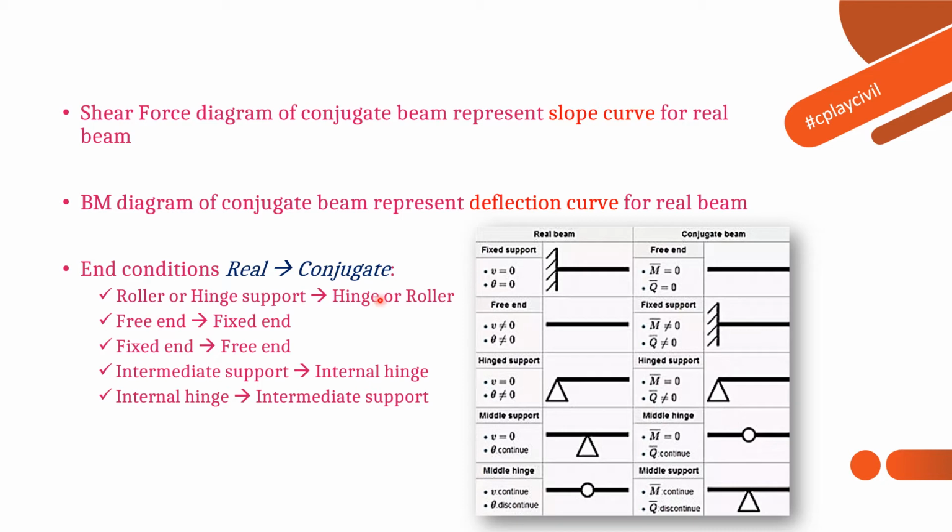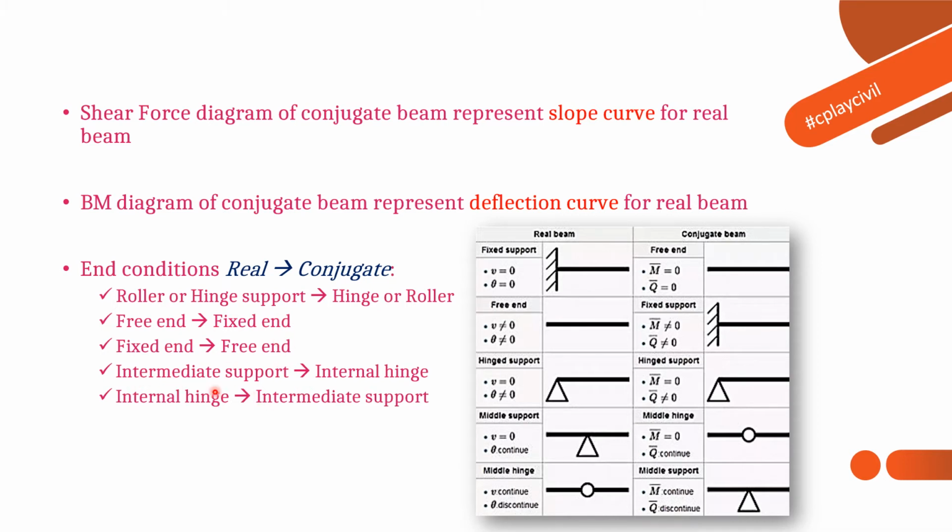And what is a conjugate beam? We have to transition the real beam into the conjugate beam. So how to do that? When the real beam contains a roller or hinge support, then in order to get the conjugate beam we have to change it to a hinge or roller. And when the real beam has a free end, for example a cantilever beam having a free end, then that free end has to be changed to a fixed end, and the fixed end has to be changed to a free end. So these are vice versa.